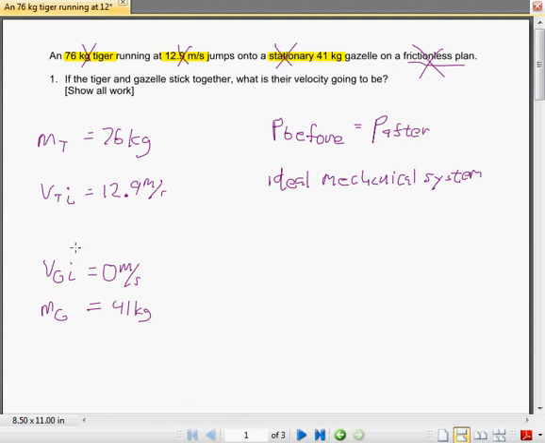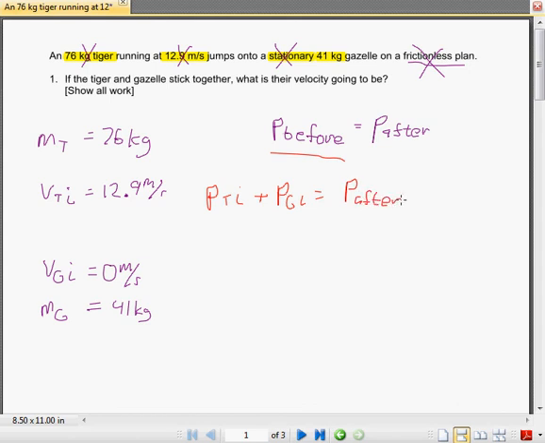Now these all have I's on them. You see I here and I here. They're all your initial values, so they go on this side. The things we've covered so far are before the crash. So let's add them up. Momentum of our tiger initial plus momentum of our gazelle initial equals P after. We're going to worry about that later. So let's just find these 2 things. That's the mass of our tiger times the velocity of our tiger initial plus the mass of my gazelle times the velocity of my gazelle initial equals P after.